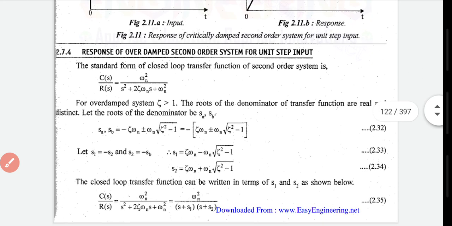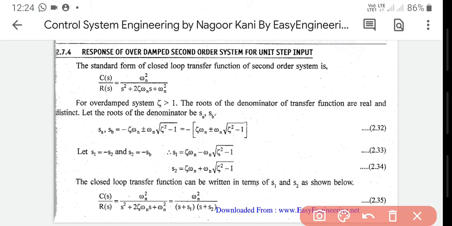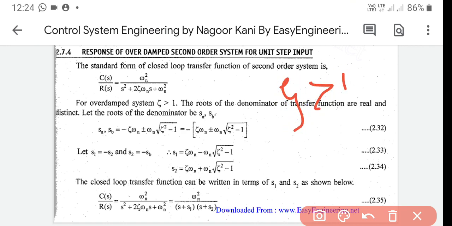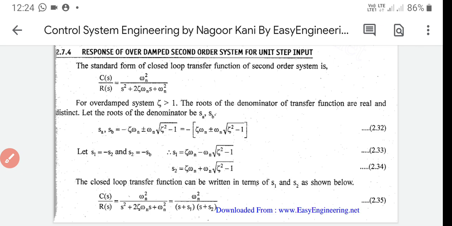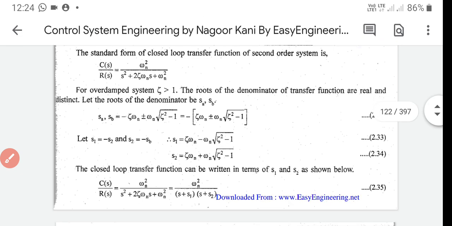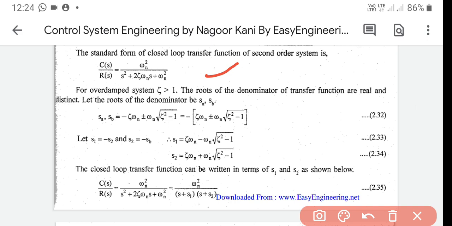And the last one is the response of overdamped second order system for unit step input. Overdamped is nothing but you have to consider the zeta value greater than 1. Now the same standard form is considered here. C of s by R of s is equal to omega n square by s square plus 2 zeta omega n s plus omega n square. For this the roots are minus zeta omega n plus or minus omega n into square root of zeta square minus 1. One root can be taken as minus and one root can be taken as plus.